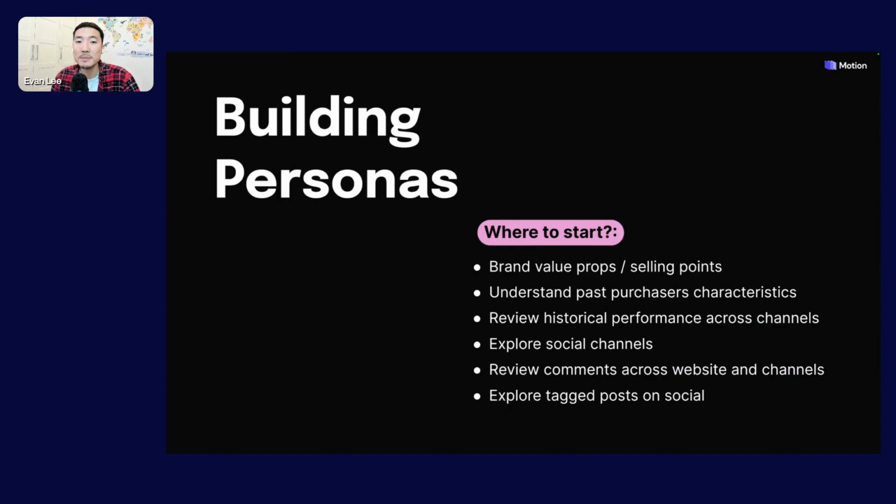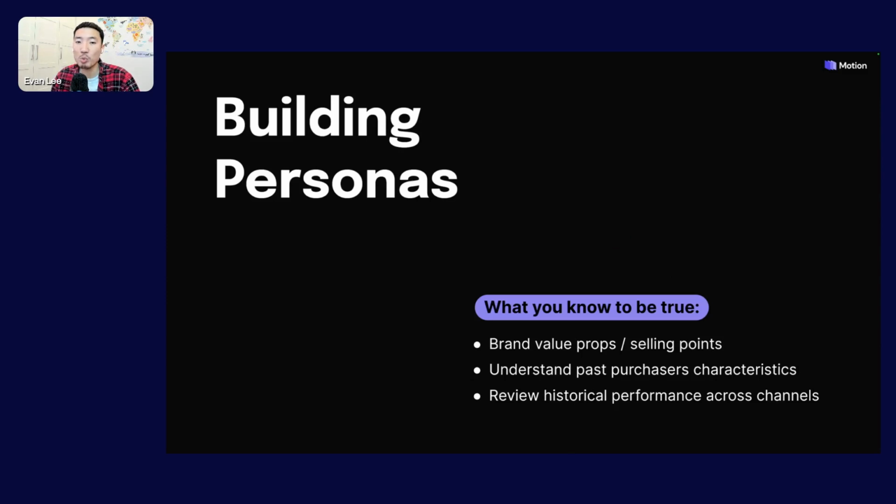Okay. So it comes down to 6 specific questions in 2 buckets. The first thing is what we know to be true about our brands. So you can really hone in on the value props you know to be true, the selling points, your past purchaser data, and any historical performance across any other channels that you're using.